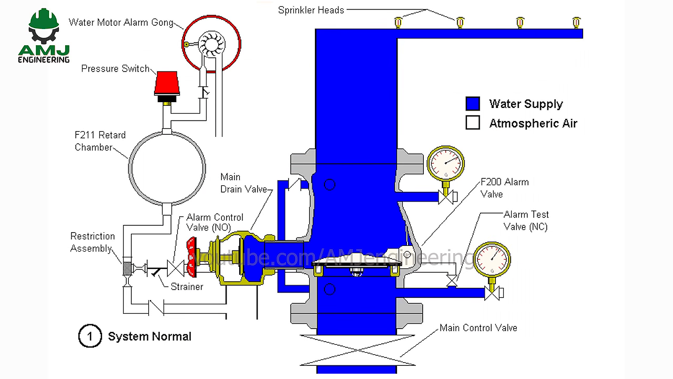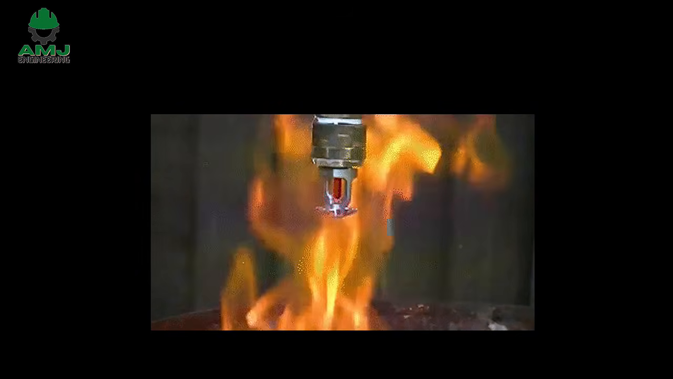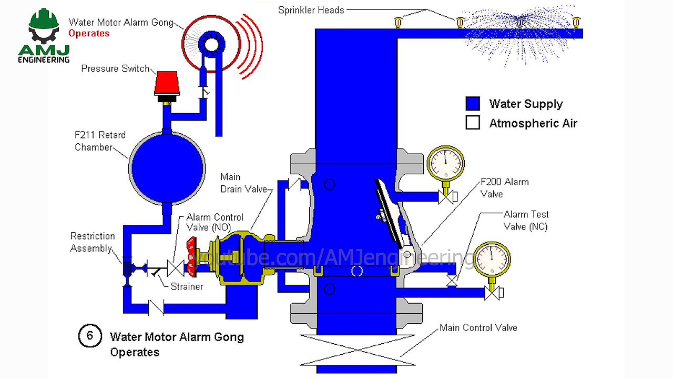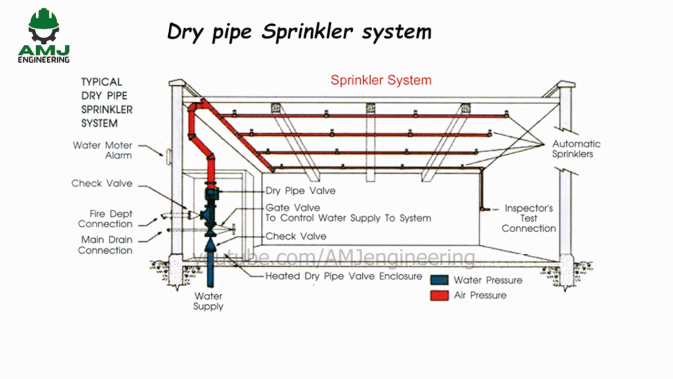Wet pipe sprinkler systems always contain water in the riser and piping. As soon as a sprinkler head activates due to the heat of a fire, water is immediately discharged through the open head. Dry pipe fire sprinkler systems. Dry pipe systems are very similar to wet pipe systems with one major difference. The pipe is not constantly filled with water.